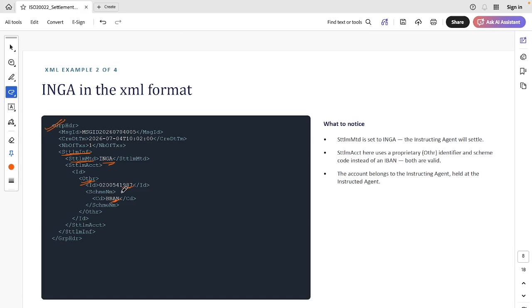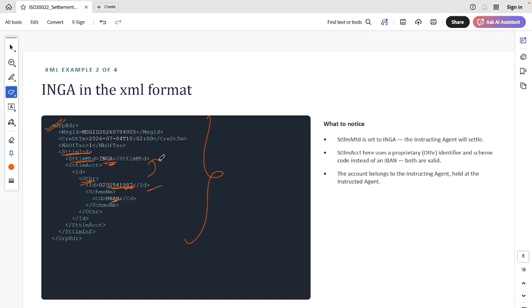The key learning from this XML is that your settlement method is INGA. The settlement account belongs to the instructing agent. The account is held at the instructed agent, and the account can be represented using IBAN or another valid account identifier. So when reading the XML, do not only look at the account number, always connect it back to the settlement method.